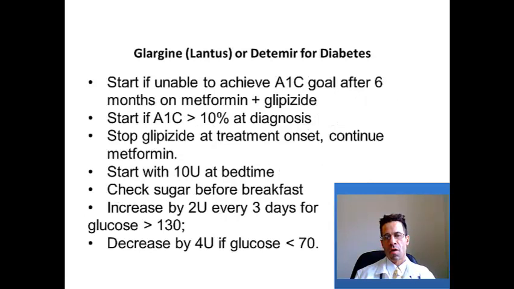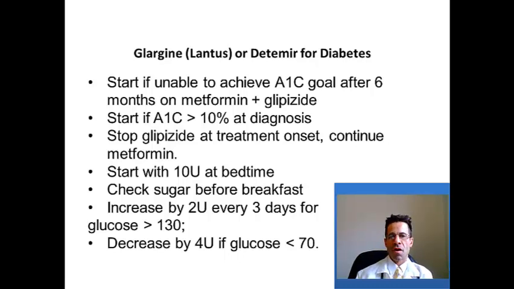And if you are unable to achieve your A1C goal on those 2 oral agents, then after 6 months of being on those maximum agents, or even sooner, you may consider starting insulin. You may also start insulin if the hemoglobin A1C at the time of diagnosis is greater than 10%, as it's unlikely that oral agents alone will be able to lower the A1C to the goal. If you do decide on starting insulin, it's important to stop glipizide. You can continue metformin, but glipizide plus insulin leads to too high a risk of a low sugar.